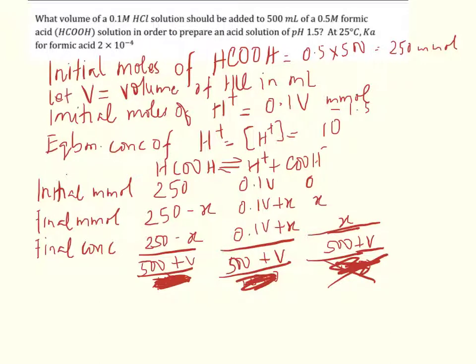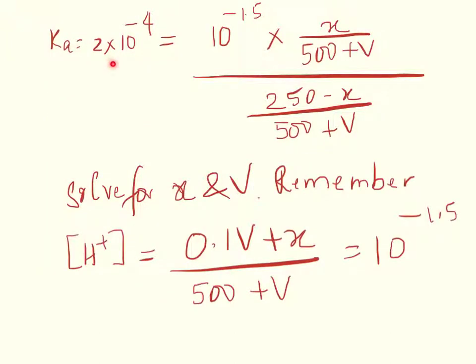And if we do this, here's what we get. We get Ka, which is 2 into 10 to the minus 4, equals 10 raised to minus 1.5 times X by 500 plus V, divided by 250 minus X divided by 500 plus V. You get some cancellations here, and what you get is a pretty simple equation in X that you can then solve for. So you can get X this way.